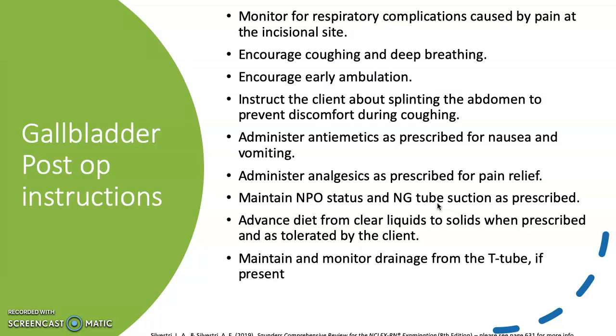But post-op instruction for our patient, let's talk about it. We want to monitor for respiratory complications, encouraging cough and deep breathing, early ambulation, splinting the abdomen, administering antiemetics as needed, administering analgesics because post-op they're obviously going to be in a lot of pain, NPO and use an NG tube as prescribed, advance diet from clear liquids to solids as tolerated, and maintain and monitor drainage from the T-tube if they have one.